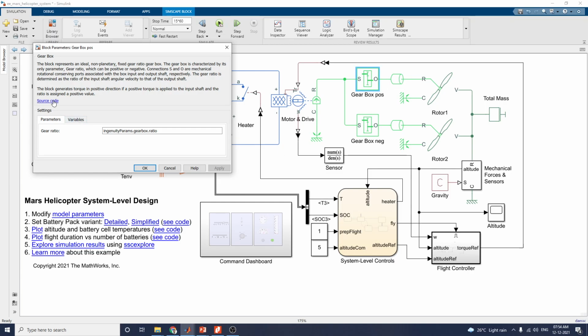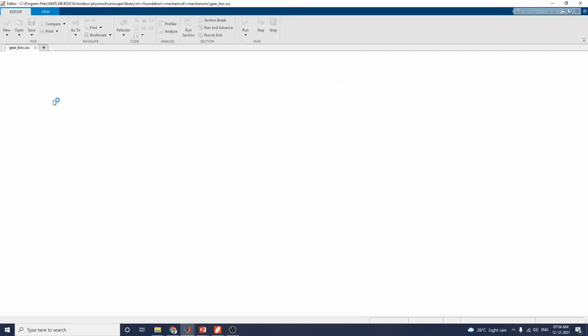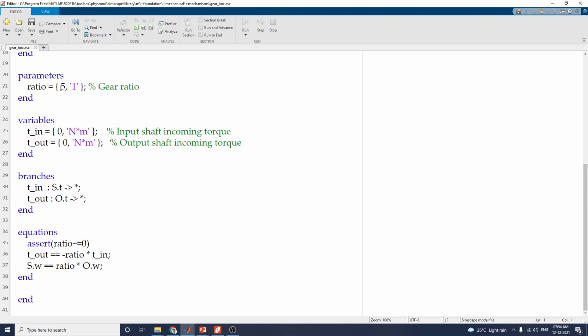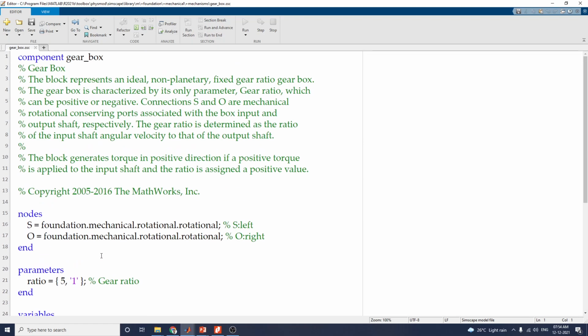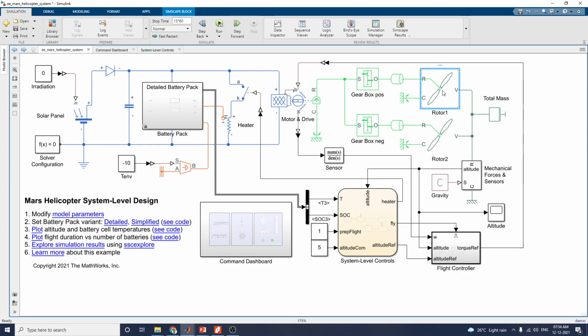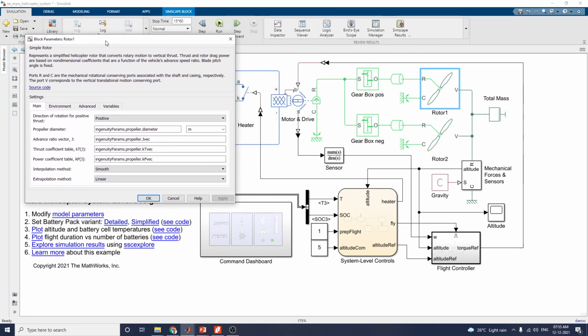Here also the source code is available, to set your gearbox parameter values. Here you can choose the gearbox ratio, the variables and branches, and what equations are there. Similarly, there are two rotor blocks. This shows a simple rotor model. It represents a simplified helicopter rotor that converts rotary motion to vertical thrust. The thrust and rotor drag power are based on non-dimensional coefficients that are a function of the vehicle advance speed ratio.